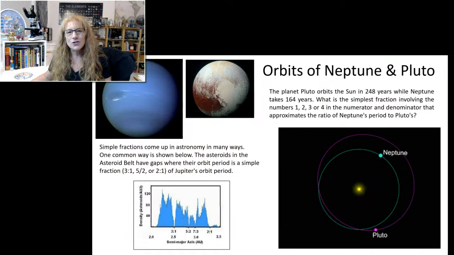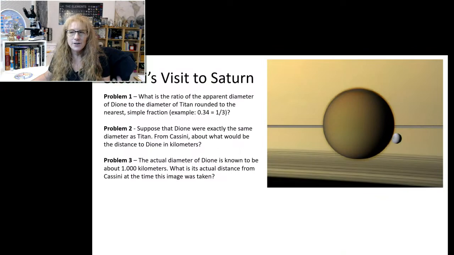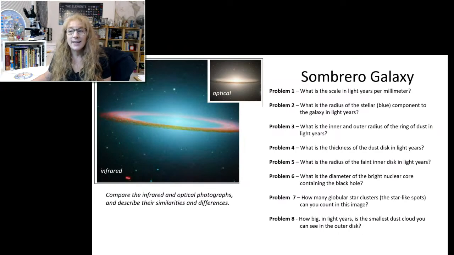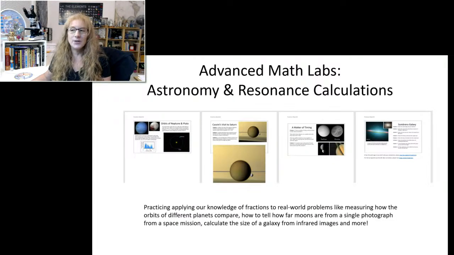There are also a number of astronomy labs we have for the advanced students. If fractions is old hat and you just want to do the labs, that's great. Make sure that you've completed the beginner and intermediate sections before you dive into these. We are looking at all kinds of things about Saturn and Pluto and a matter of timing. We have to work out when the planets line up, because people get excited about that. How do we figure that out? We're also going to take a look at a galaxy and do some galactic calculations.